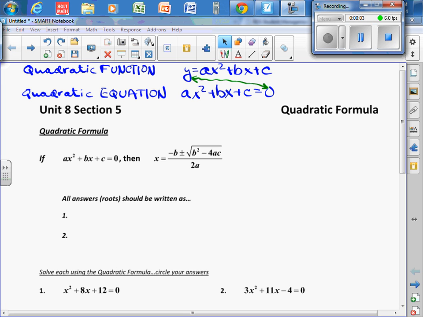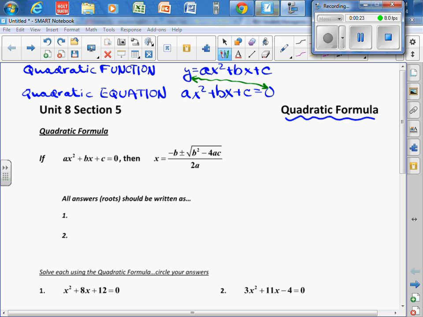Now this entire unit we've been doing nothing but solving quadratic equations or quadratic functions, right? We had several ways to do that. One was by factoring, and others by completing the squares, so on and so forth. Well, today what we're going to use is what's called the quadratic formula.